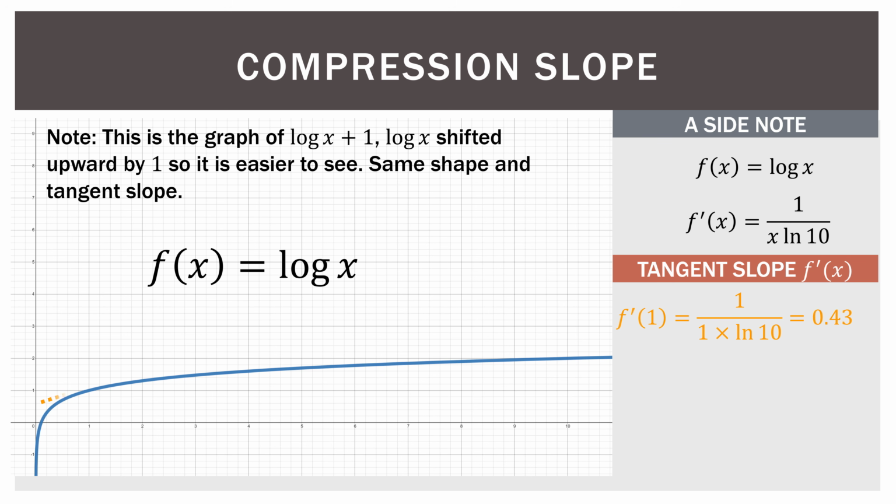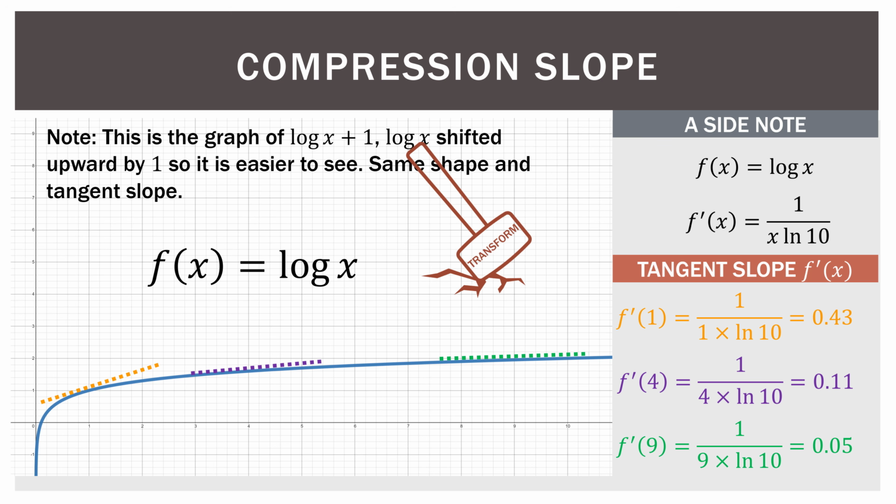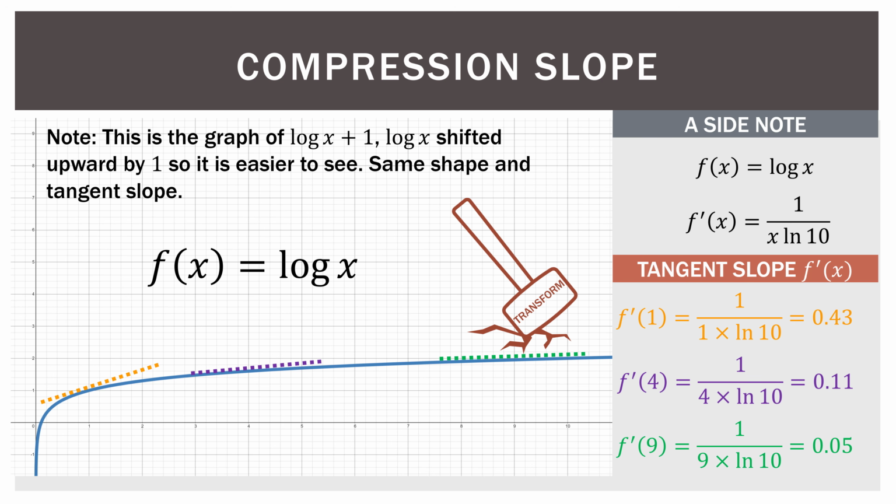So what happens is that if we take a low value here, like at 1, the slope of that tangent line is 0.43. If we take a higher value, let's say 4, the slope is 0.11. But what's happening? It's flattening out. If we take 9 here, then we have a slope of 0.05. It really flattens out. And of course, it will just keep going. Now, what happens here is as the values get larger and larger, we're compressing them more and more. And we can actually tell that mathematically by the very simple first derivative of a transformation function.